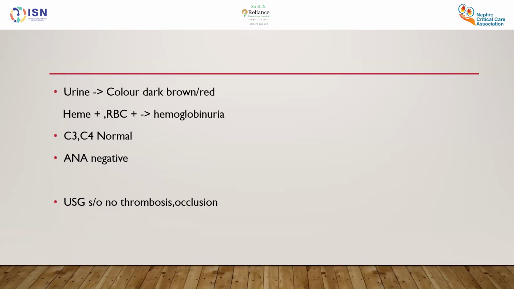Complements were normal, ANA was negative, and USG did not show any thrombosis or occlusion. So we have AKI in a young patient, no infection, no infectious events, but there is pallor, there is edema, BP is normal, dark color urine, other parameters were fine. So what do you feel? What could be an etiology for AKI?